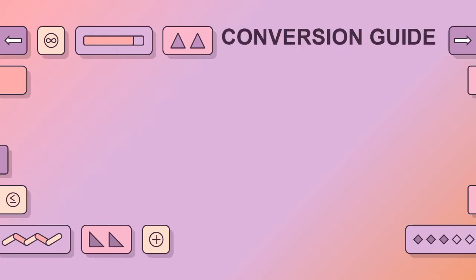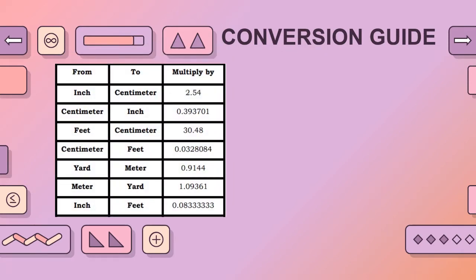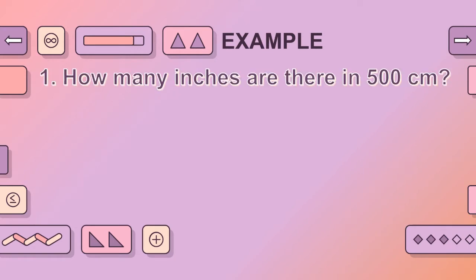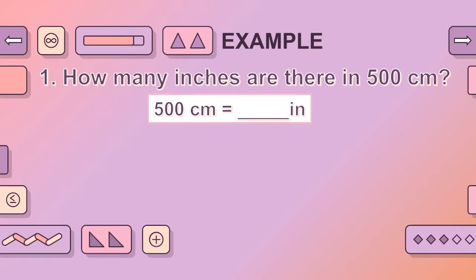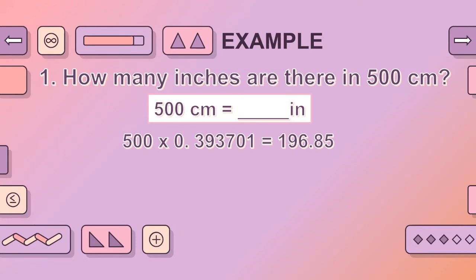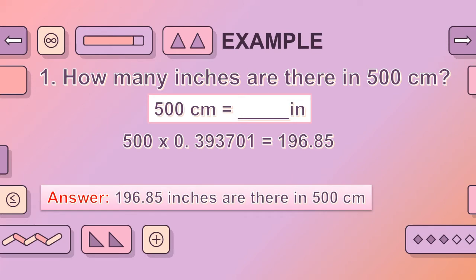Here is the conversion guide. Let us have some examples. Number 1. How many inches are there in 500 centimeters? Or 500 centimeters is equal to blank inches. From our conversion guide, from centimeter to inch, we need to multiply by 0.393701. And the answer is 196.85. Therefore, 196.85 inches are there in 500 centimeters.